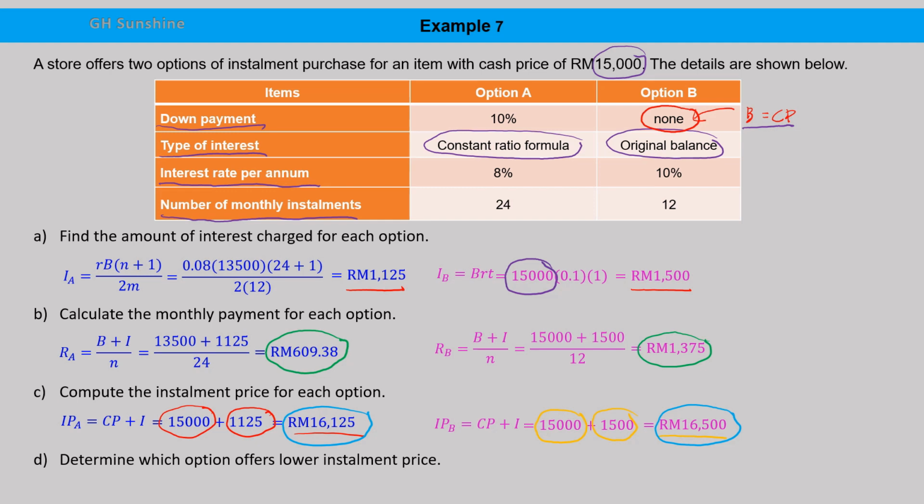So determine which option offers lower installment price. We as a buyer will choose lower installment price. So between option A and option B, the lower installment price is option A here, 16,125. Compare this value. So this one, an example to show the comparison between two options, which is, as a conclusion, for sure, we will choose lower installment price or lower monthly payment or lower interest amount. So at the end, based on installment price, lower installment price.